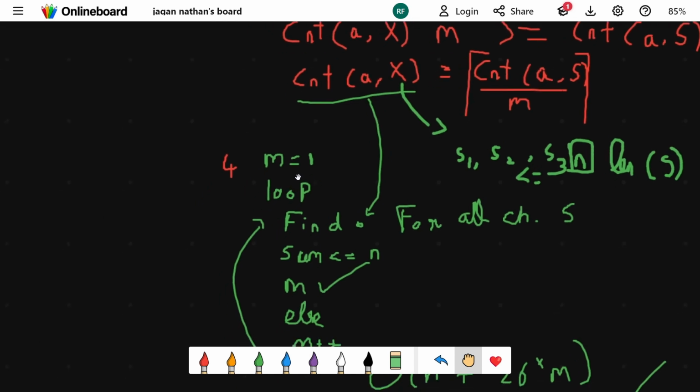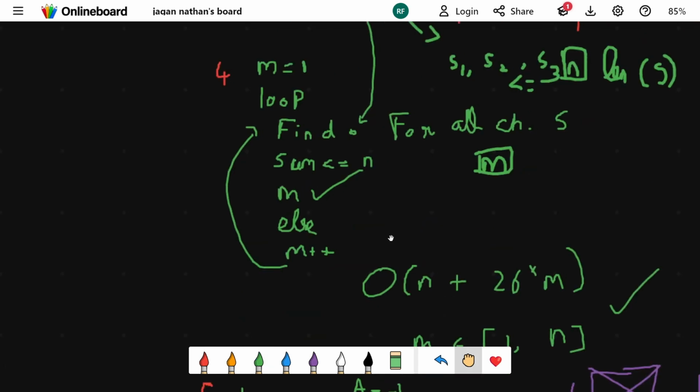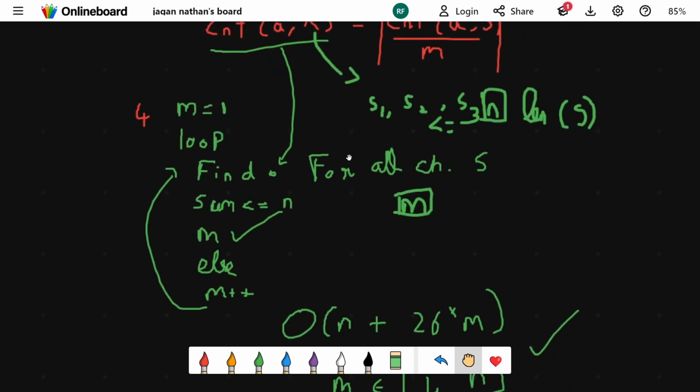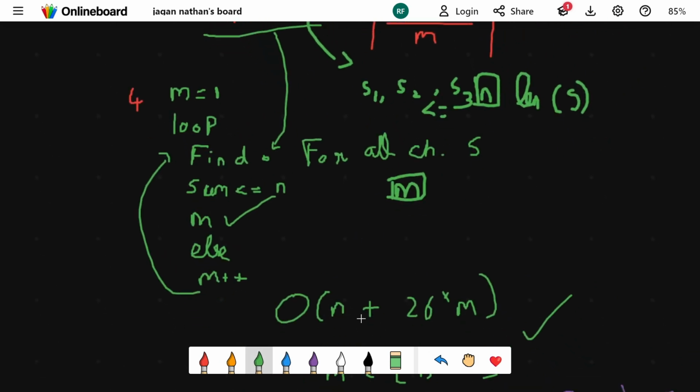And since m is incrementing from 1 to n, the first m that satisfies the given condition will be the solution, because we have to find the minimum number of repetitions, right? And let's look at the time complexity of the solution. It is O of n for initially finding the count of each character in S. We have to iterate over the entire string S, so it is O of n plus 26 times m, where m is the minimum number of repetitions possible.